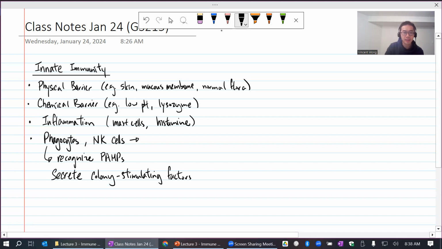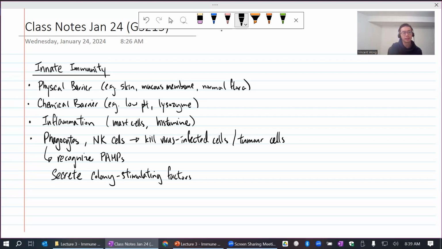And again, NK cells, they kill virus infected cells. Okay, and tumor cells. Okay, so that's everything that is happening with the innate immunity so far.